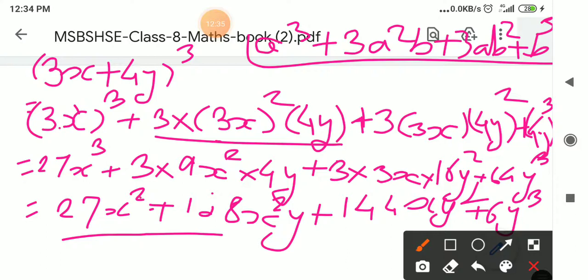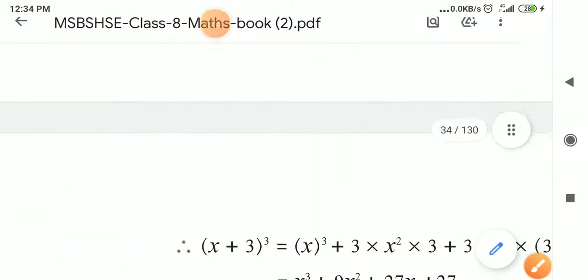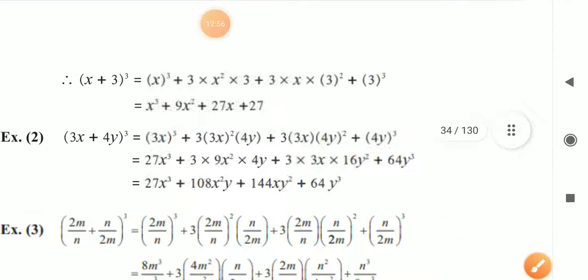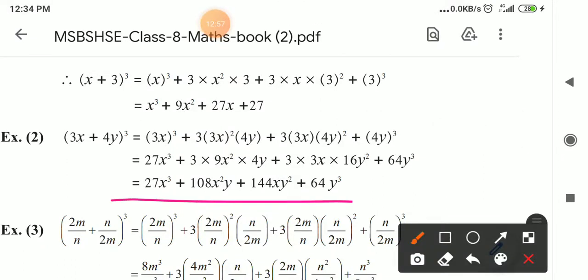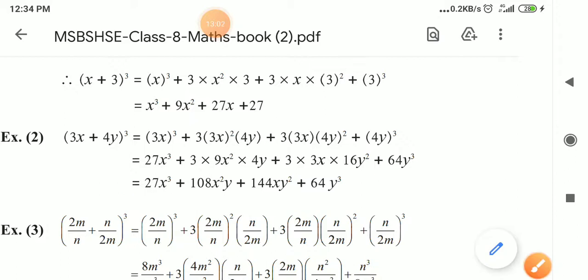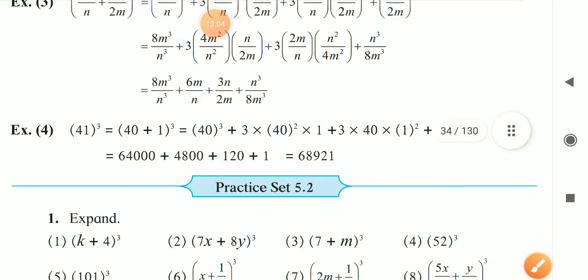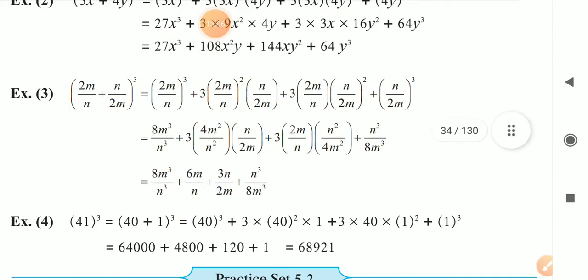So in this way, what is our answer? 27x cube, sorry, I made a mistake here. 27x cube plus 108x square y plus 144xy square plus 64y cube is the expansion of (3x + 4y) bracket cube. So in this way, by using the formula, we solved it. In this way you have to solve question number 2. Now we will see question number 3.